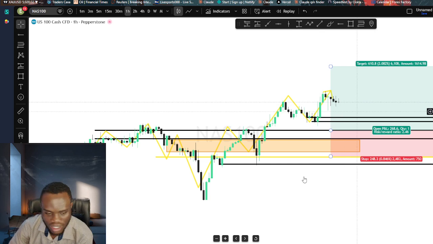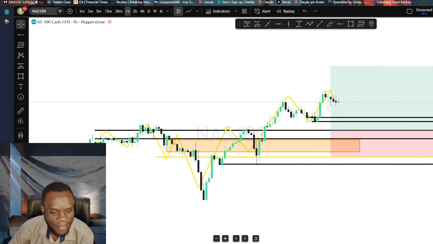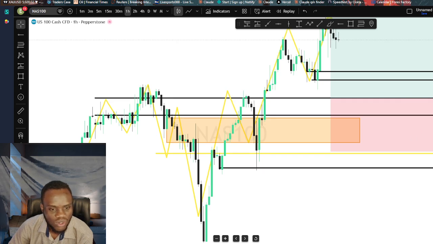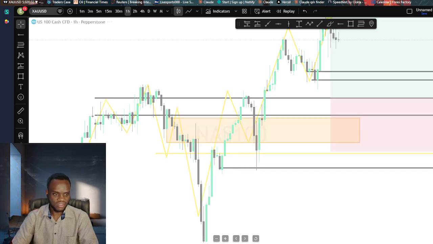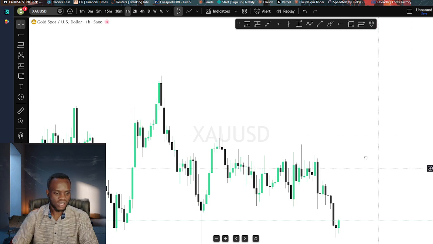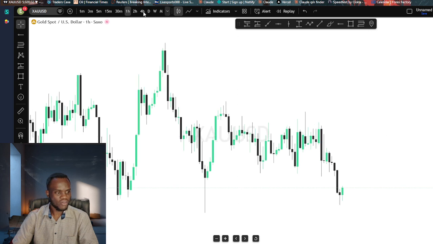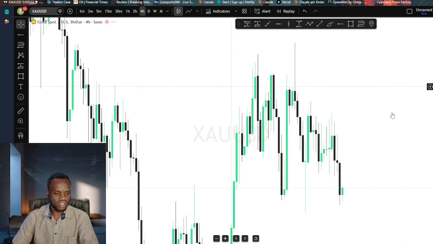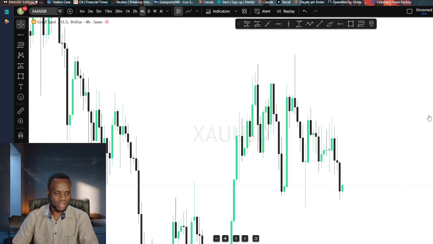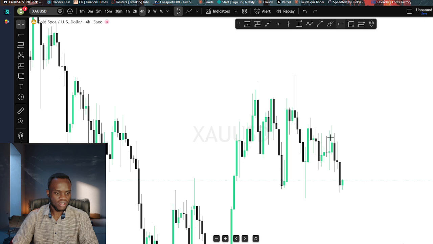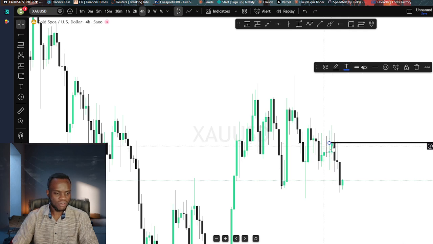Okay, guys. So we are done with NAS 100. Let's go on gold and see. On gold, you can see that we are retracing. We have been bearish since yesterday. We had a rejection around here. The H4 candle rejected this H4 zone, but this level also.